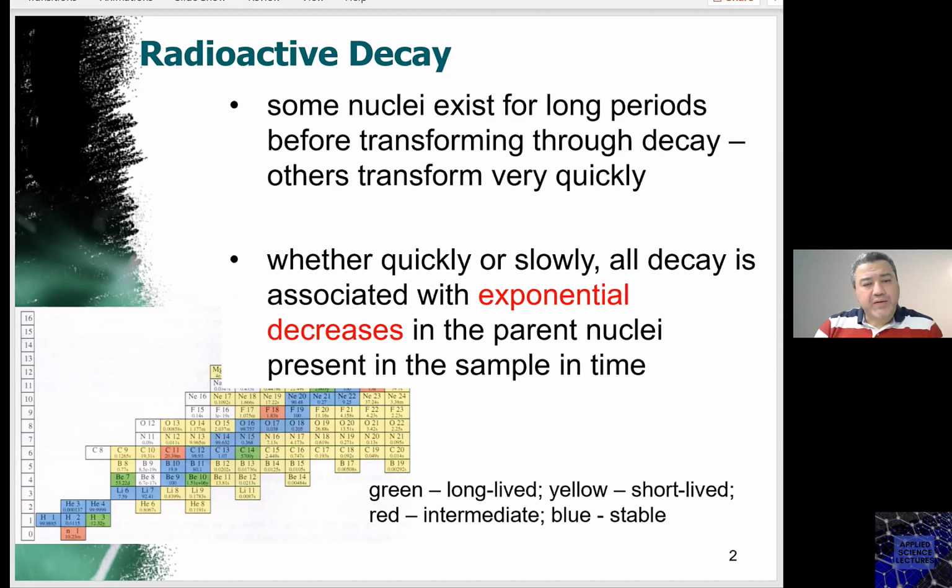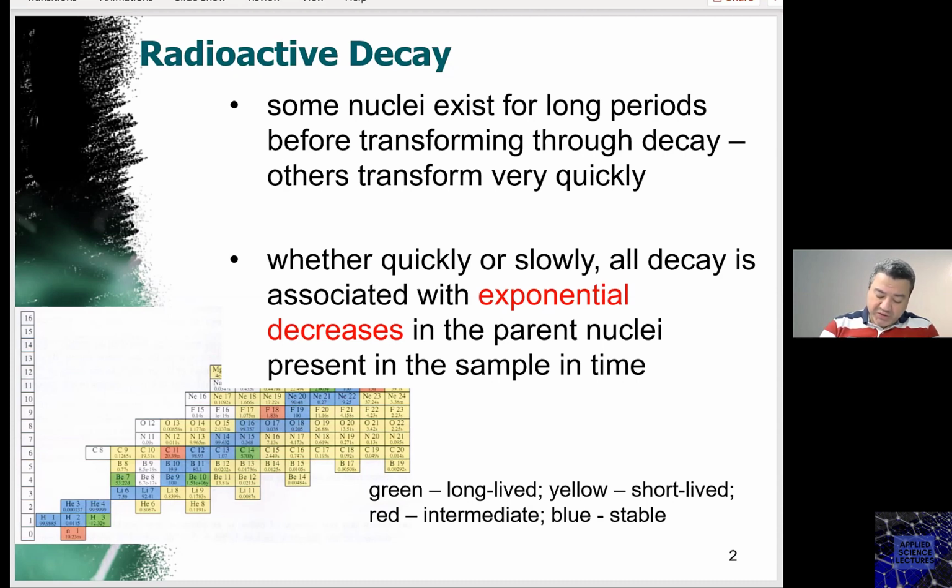In radioactive decay, we have seen that nuclei are decaying exponentially. Some of them take a long time to decay. Others take a short time. So some of them are quickly decaying, some of them are slowly decaying. All the decaying is happening exponentially.